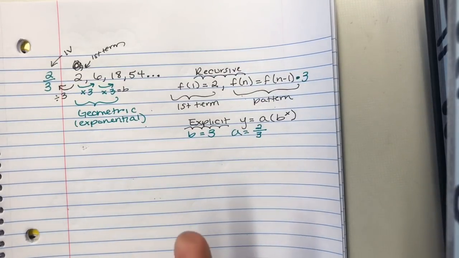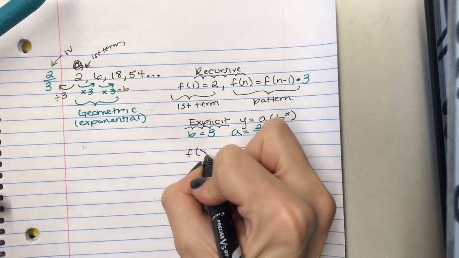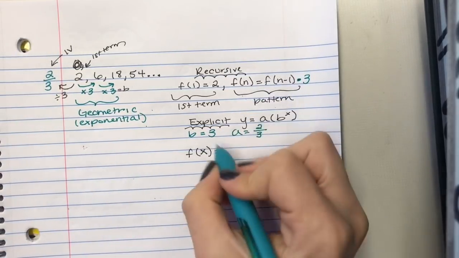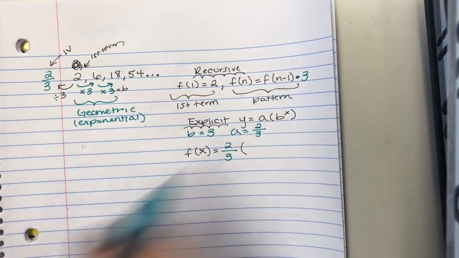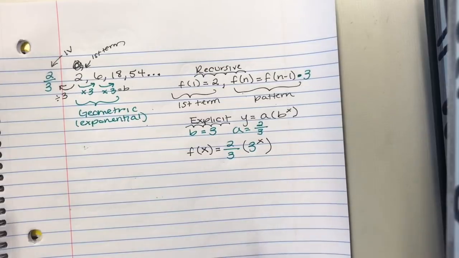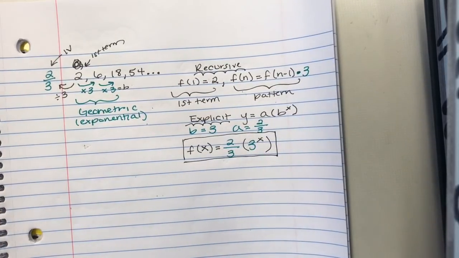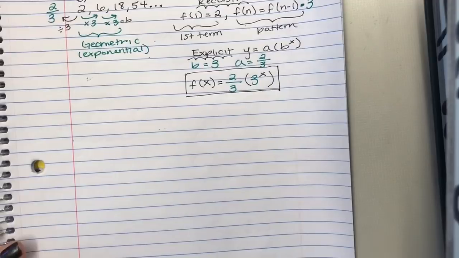And all I need to do now to write the explicit form is f of x, or y, equals, I start with a, we have 2 over 3, times, my b value is 3, to the x power. And that is our explicit form. And just for practice one more time, if you want it, at this point you can shut off the video if you want. We're going to do one more.